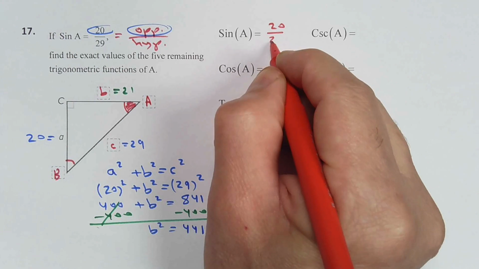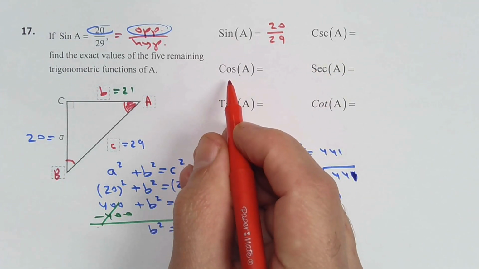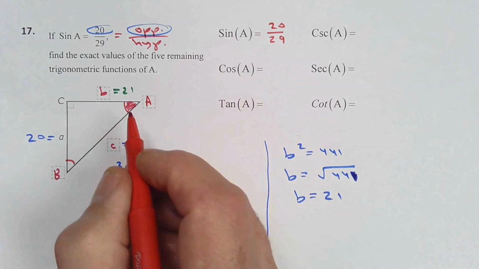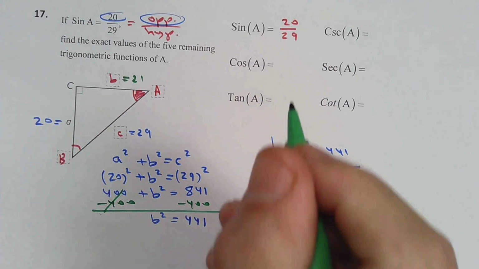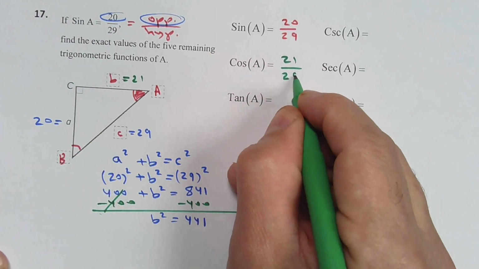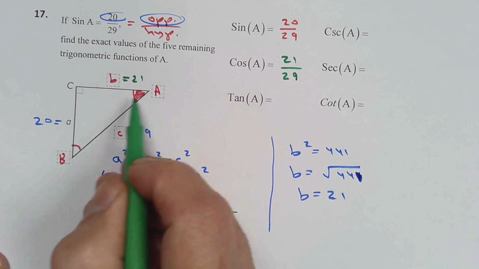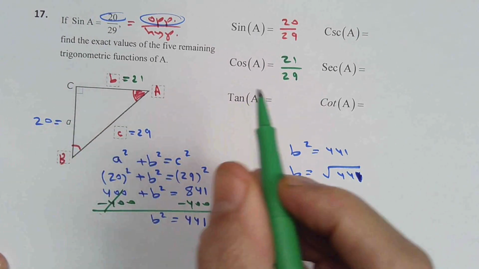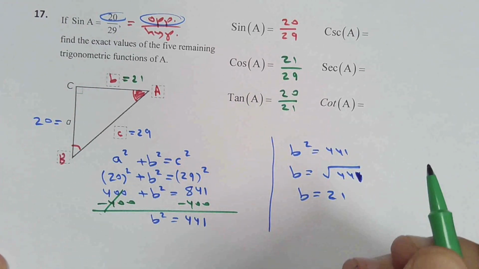Cosine A is defined to be the ratio of the adjacent to the hypotenuse. That is my adjacent, 21, to the hypotenuse, which is 29. Tan is opposite over adjacent. That is 20 over 21.